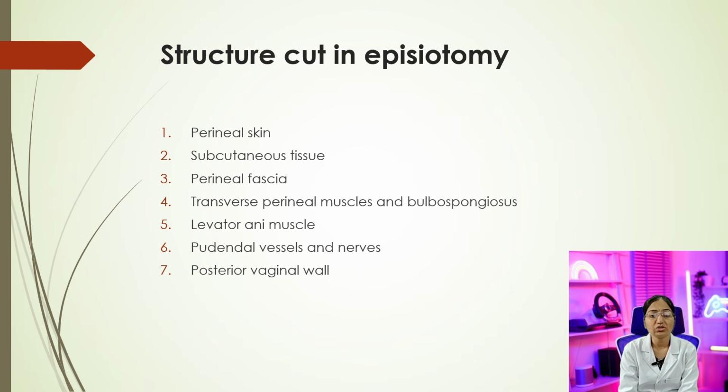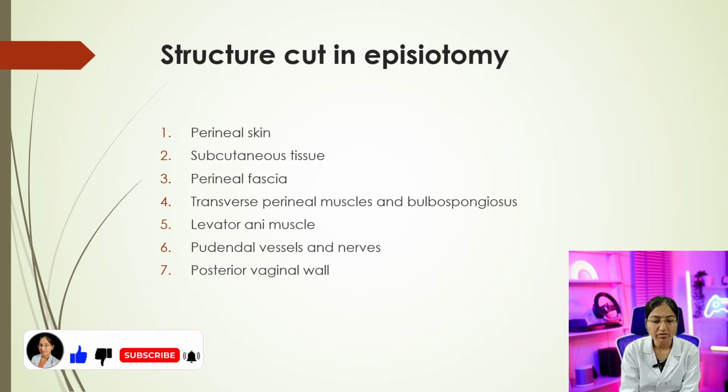Next, we'll see the structures cut in episiotomy. What are the structures cut in episiotomy? First one, perineal skin, subcutaneous tissue, and then perineal fascia. After that, transverse perineal muscles and bulbospongiosus, and then levator ani muscle, and then pudendal vessels and nerves. After that, posterior vaginal wall. These are the structures that have to be cut in episiotomy.